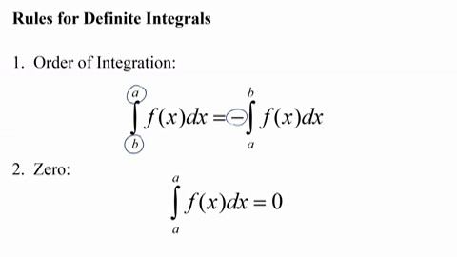Number 2, the zero property. The definite integral from a to a, from any number to itself, of f of x dx is equal to 0.